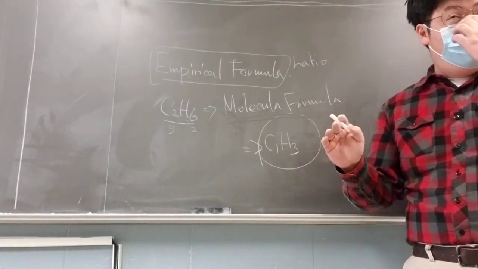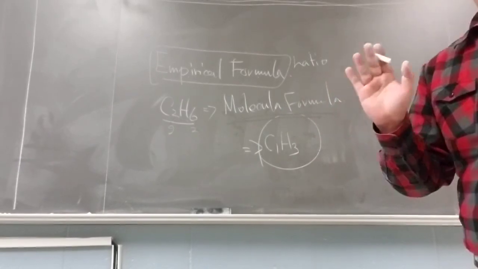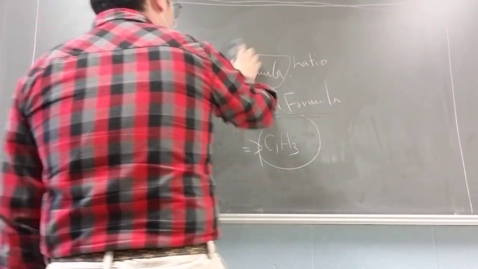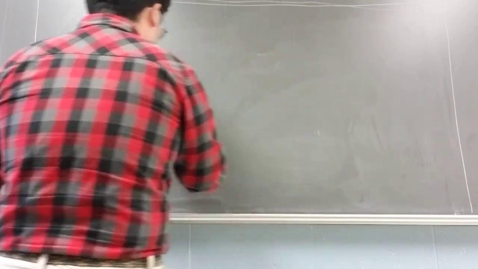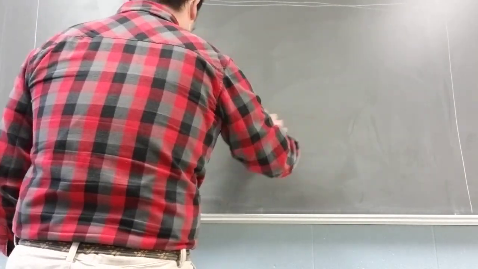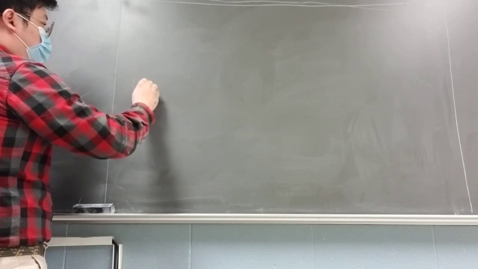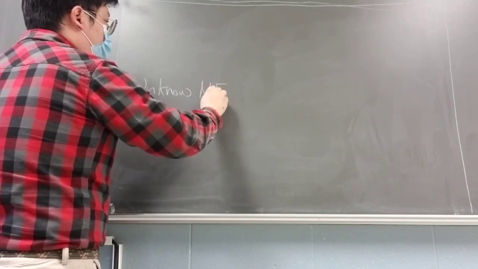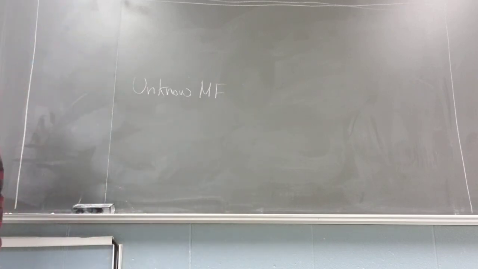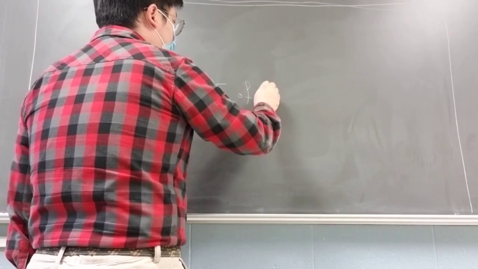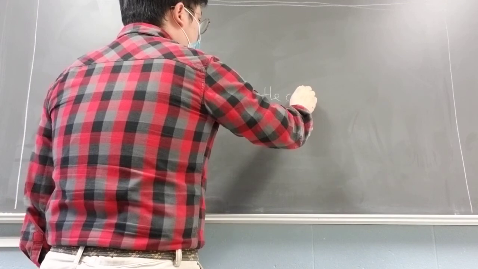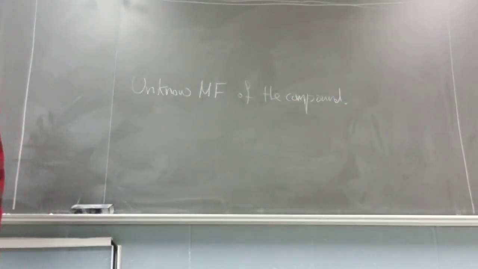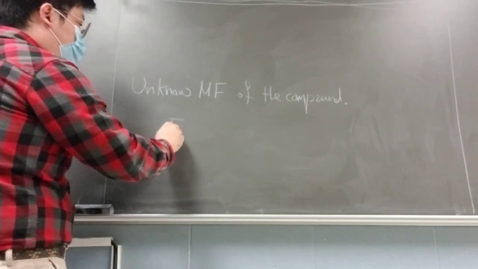This is what we discussed before too. And let's try to do a practical problem out of this one, okay? So keep this in your mind real quick. So there is an unknown molecular formula of a compound. Okay? But the only thing that you know about this compound is the empirical formula.